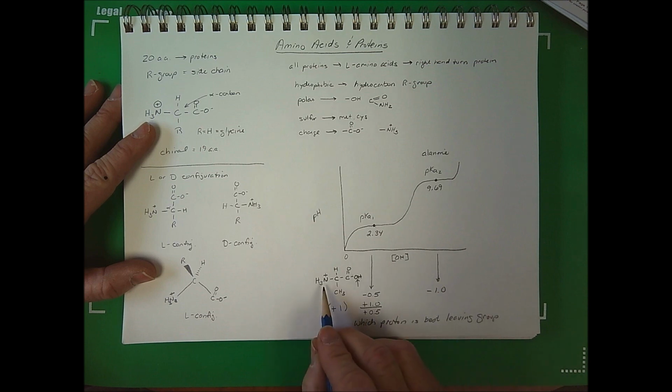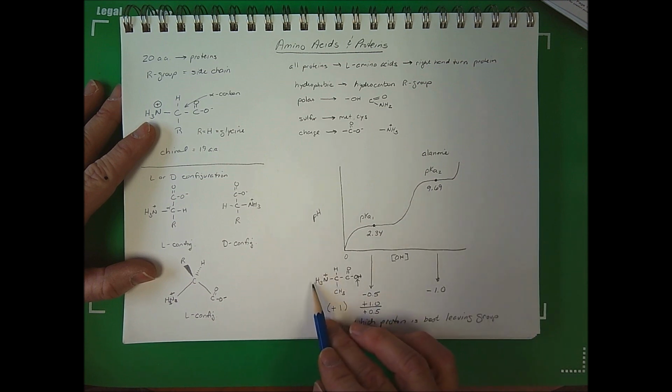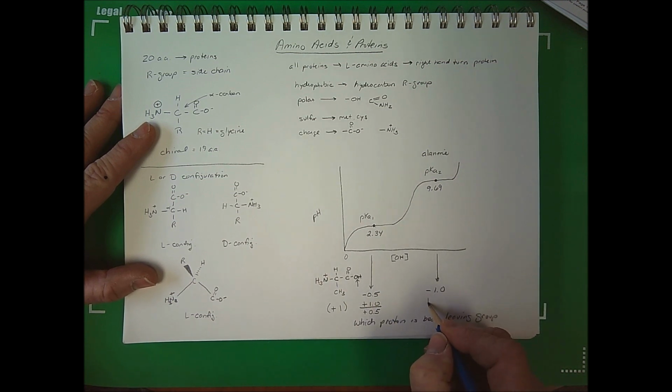Now, the definition of pKa2 for this ionizable group means that half will be protonated, half will be deprotonated. So that means at this pH, 9.69, this group here will contribute positive 0.5 charge, because half of these ionizable groups will be charged and half will not. So now we have a total charge on the amino acid of -0.5.